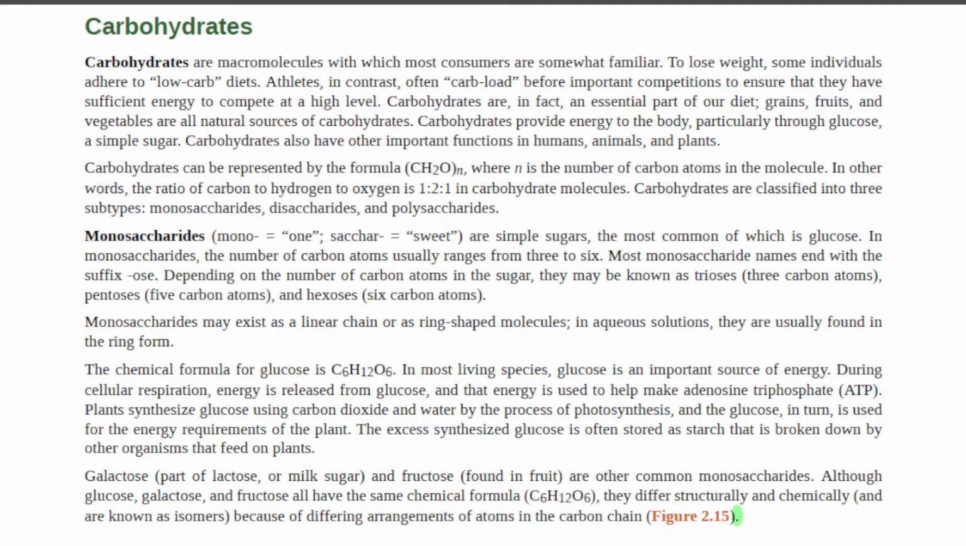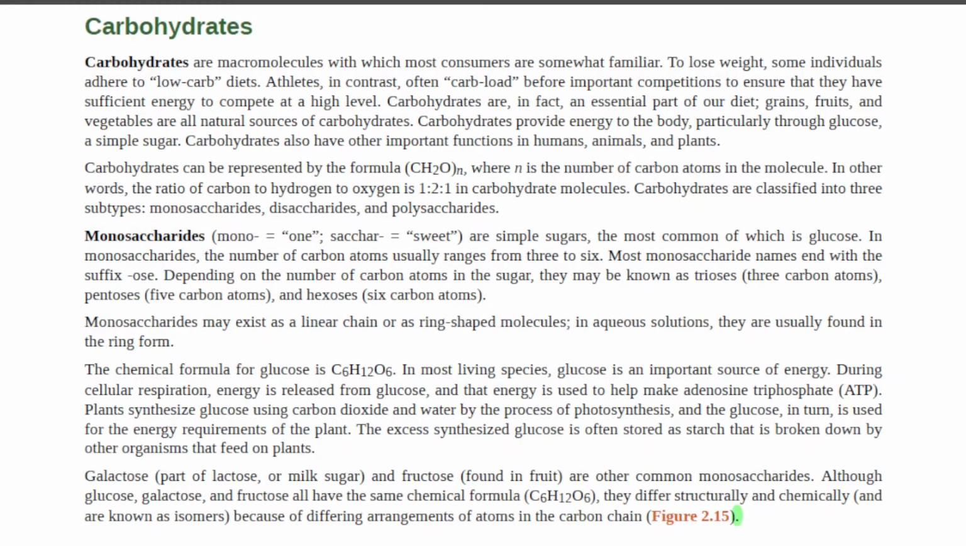In other words, the ratio of carbon to hydrogen to oxygen is 1 to 2 to 1 in carbohydrate molecules. Carbohydrates are classified into 3 subtypes: monosaccharides, disaccharides, and polysaccharides. Monosaccharides. Mono equals 1. Saccharide means sweet. Monosaccharides are simple sugars, the most common of which is glucose.